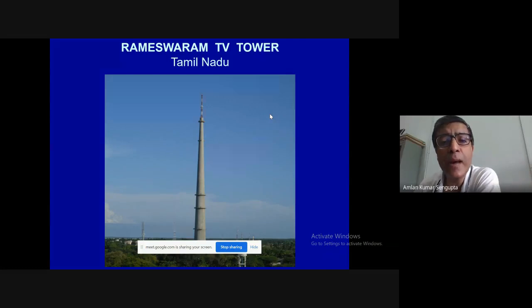This TV tower in Rameswaram is the tallest freestanding structure in our country. Apart from the tower at the top, the rest of it is made up of concrete.